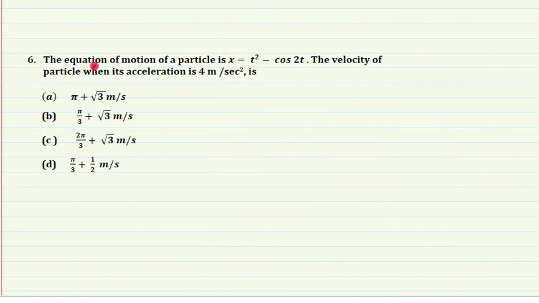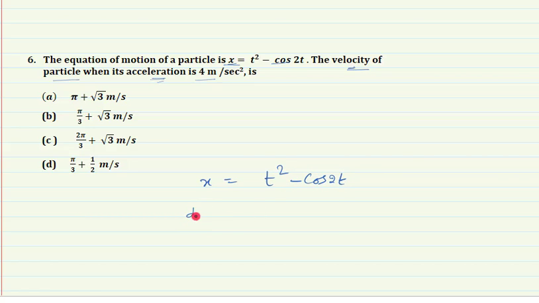In the next problem, the equation of motion of a particle is given by this expression. We need to calculate velocity when its acceleration is given as 4 meter per second square. So clearly you know that dx upon dt, the rate of change of displacement, is the velocity, and rate of change of velocity is the acceleration. So we need to calculate its double derivative to reach the acceleration. So here x is given to you as t square minus cos 2t.